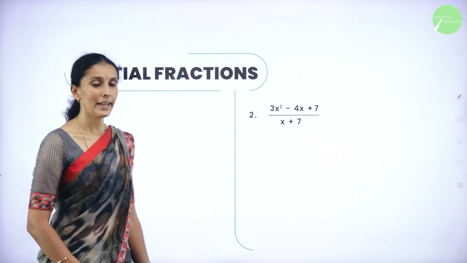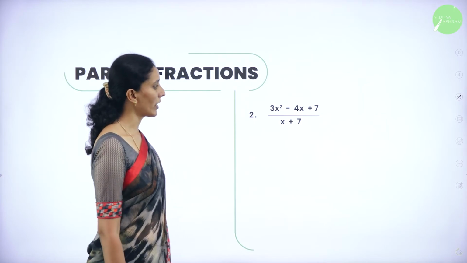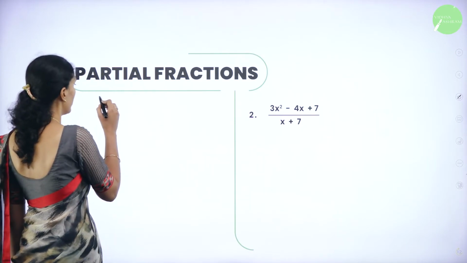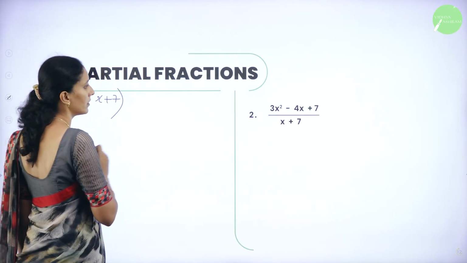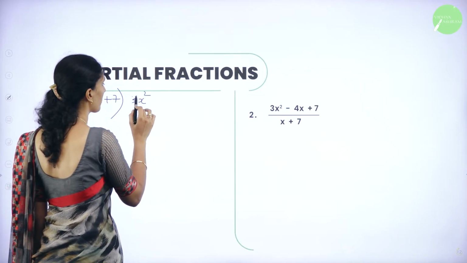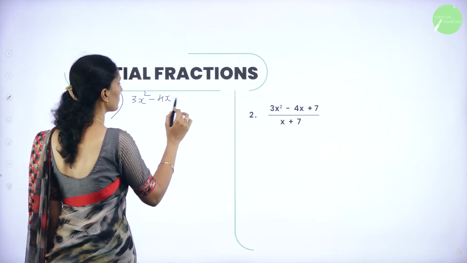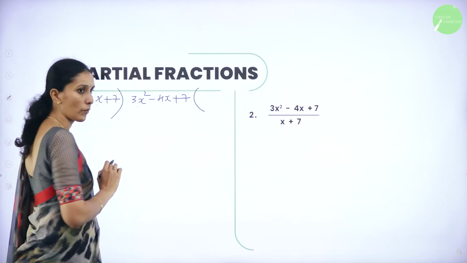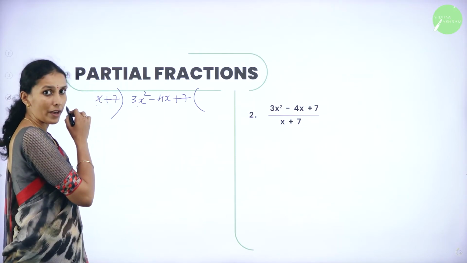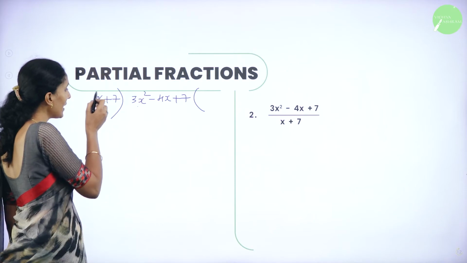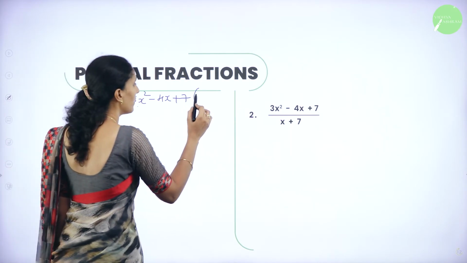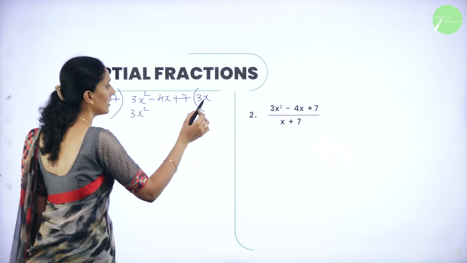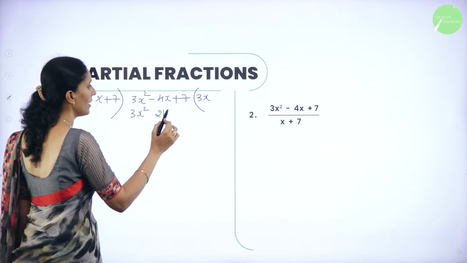Next, we'll take one more example. 3x square minus 4x plus 7 divided by x plus 7. What we are supposed to do? We will divide it. So, x plus 7, 3x square minus 4x plus 7. Now what happens here? You have term x here, here 3x square. So x should be 3x square now. So for that I should multiply 3x to this term. So therefore multiply 3x. 3x into x is 3x square. 3x into 7 is 21x.